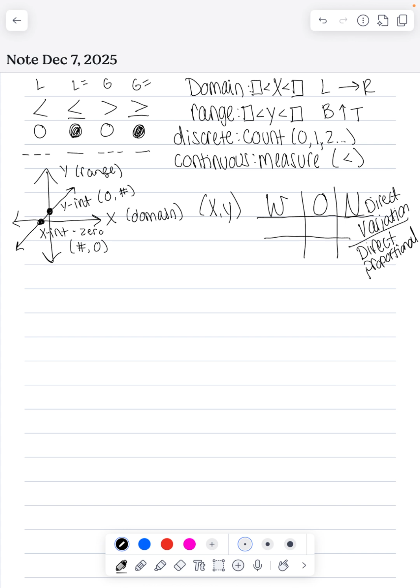But just remember the W stands for words. The O stands for whatever original information they're telling you. And then the N stands for new. Now, if they don't tell you any new information and they just want the equation for direct variation, that's going to be y equals kx, where k is your constant.